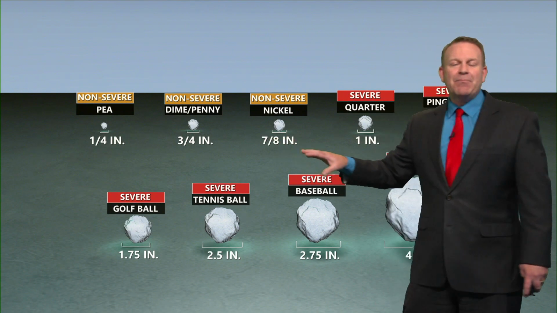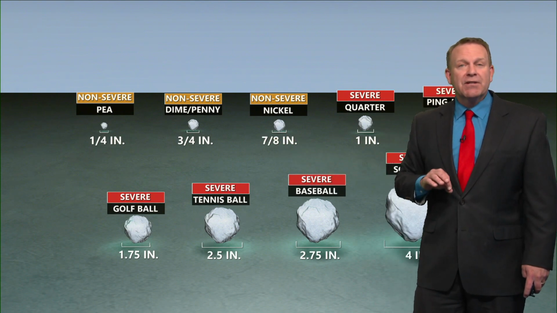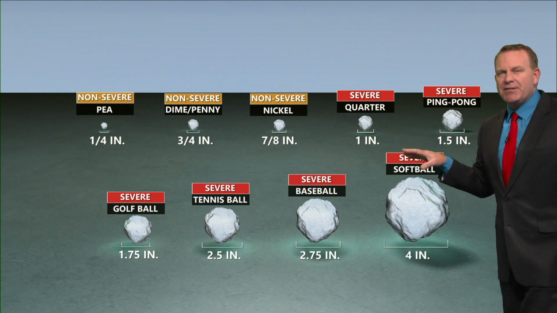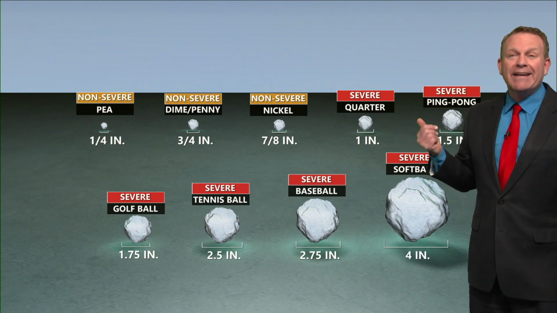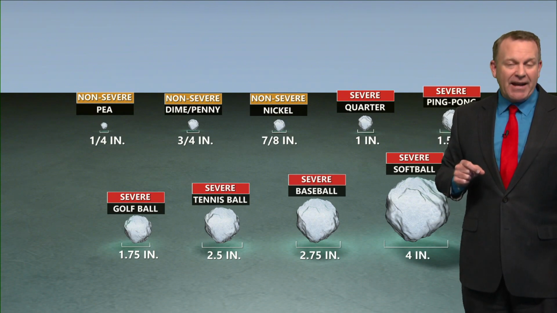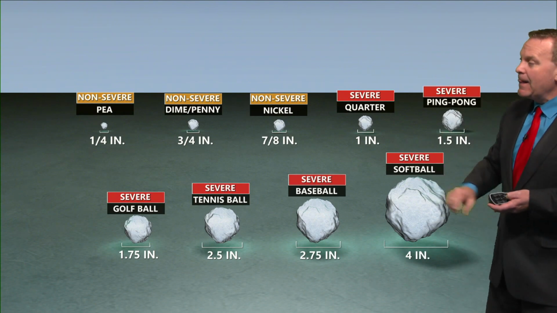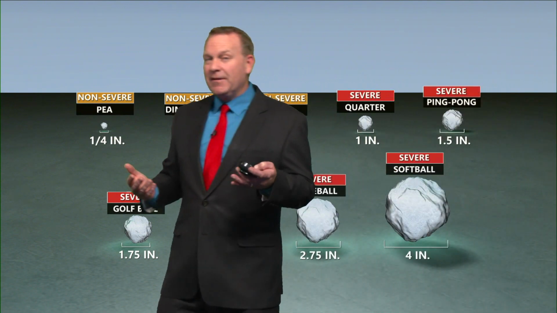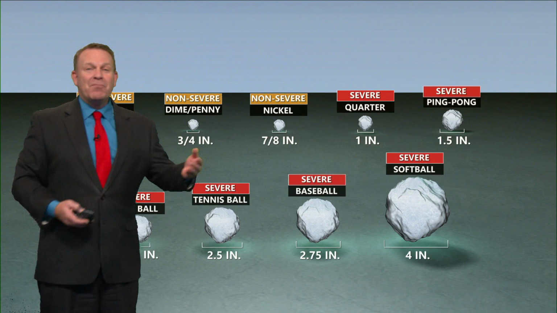Then when you get to dime and penny size hail, it gets more interesting, of course. Nickel size hail is still under severe. They changed the criteria. Now severe is 1-inch diameter hail, so that's a quarter. The best way to measure hail when you're giving a hailstone report is to give it in coin size, and then maybe ping pong, golf ball, tennis ball. We have had softball size hail before.